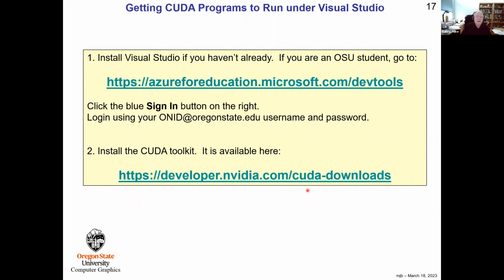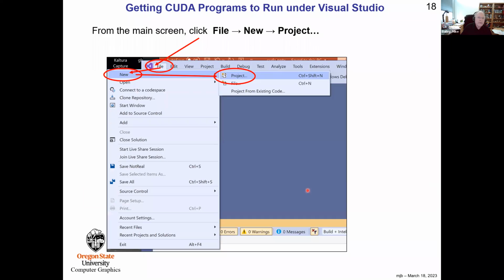Under Visual Studio, this used to be a pain. Visual Studio, as of, I think, 2019, has made this a lot nicer. And if you don't have Visual Studio, you can go get it. You can get it for free as an Oregon State student. Here's how you do it. Don't get one of the cut down versions. Get the enterprise version of whatever year you want to have.